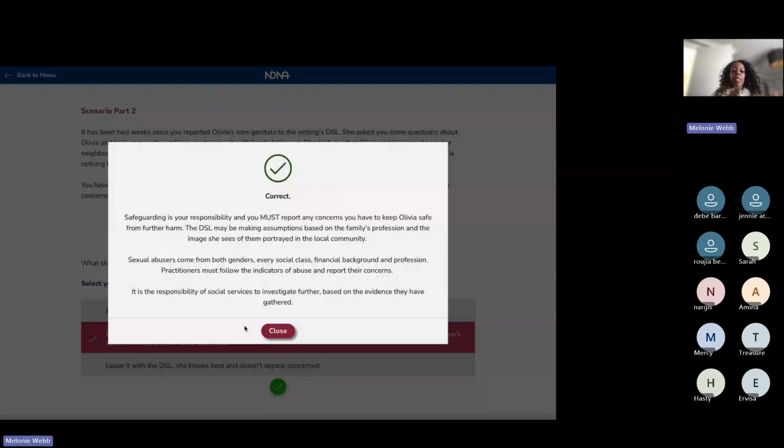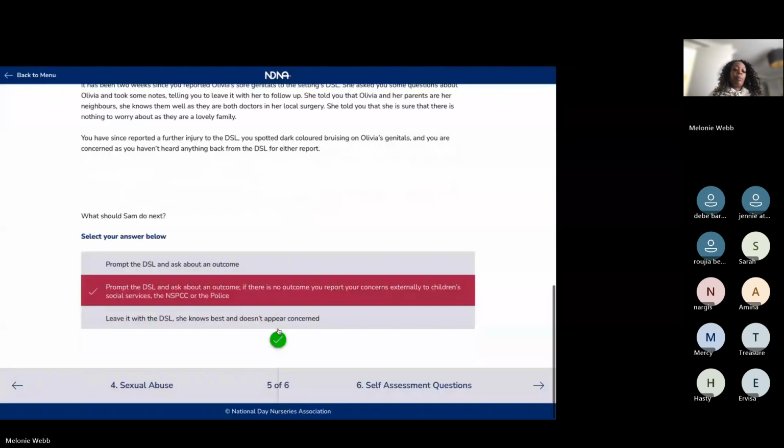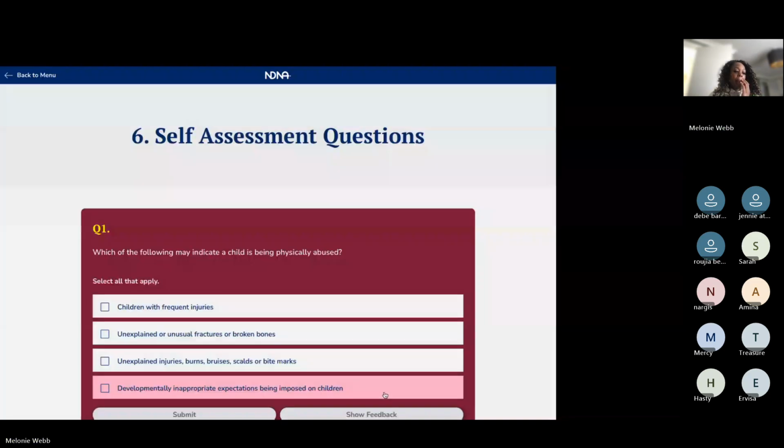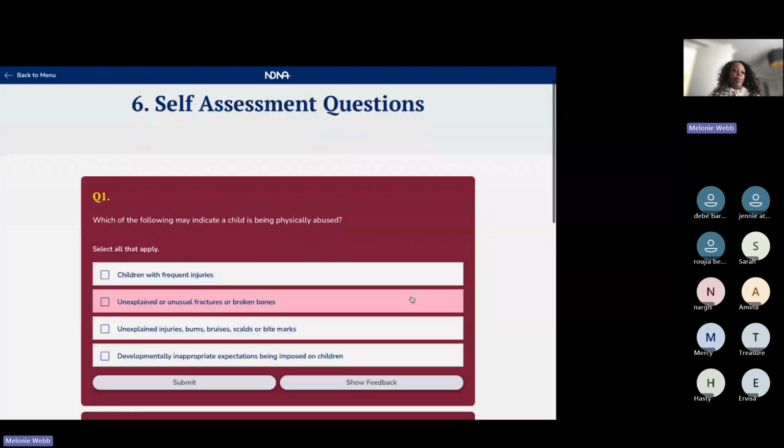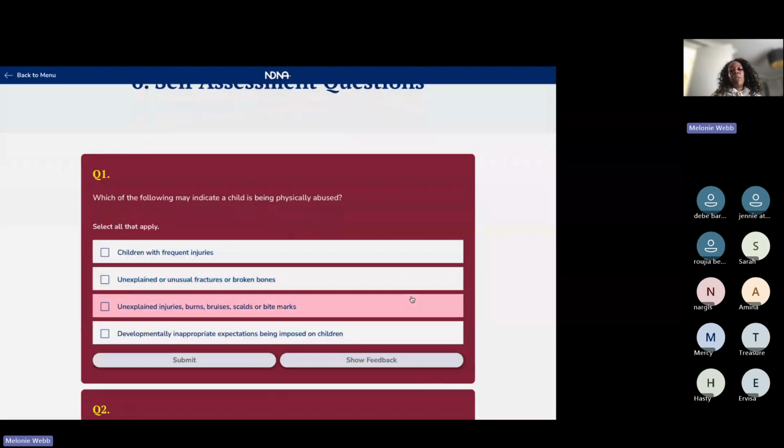It's the responsibility of social services to investigate further based on the evidence that they have gathered. So, as we've all said, if you are still concerned, it's okay for you to go to MASH yourself, because then you've safeguarded yourself, your setting, and that child, and social services will then do the investigation on your behalf. We've whizzed through that. So, which of the following may indicate a child is being physically abused? Children with frequent injuries, yay or nay? Unexplained or unusual broken bones.